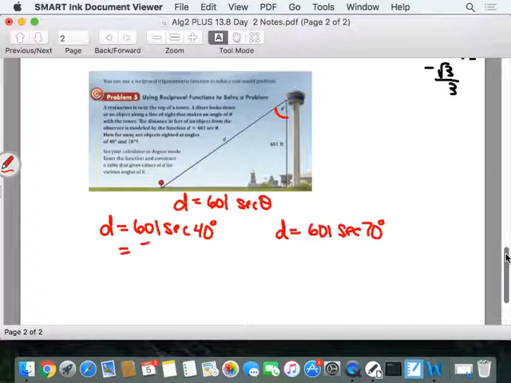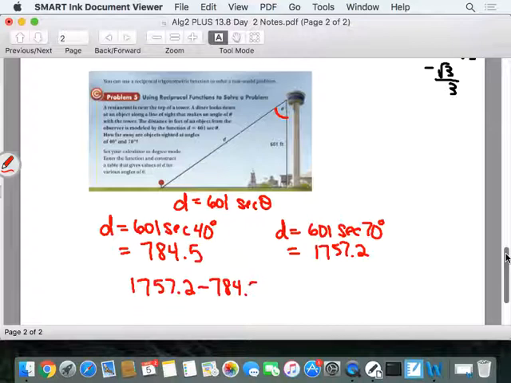So my first distance is 784.5. My second distance is 1757.2. So how far away are objects sighted at those two angle measures? Well, you take 1757.2 minus 784.5. And I got 972.7, and that's in feet.